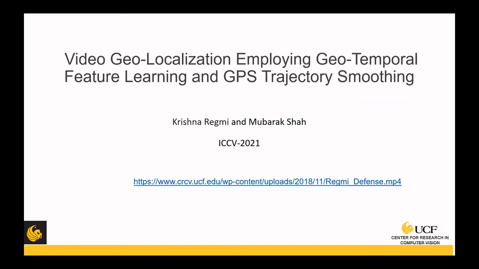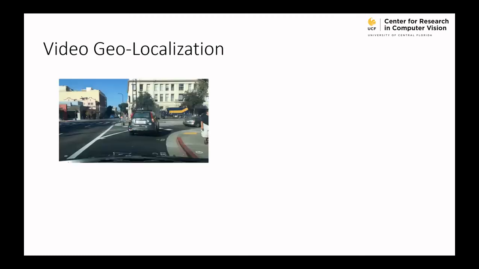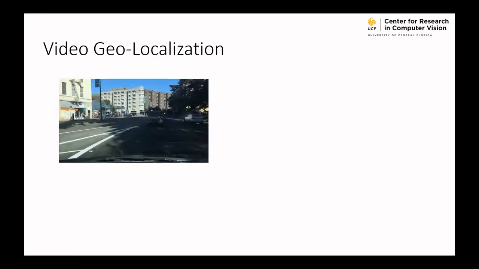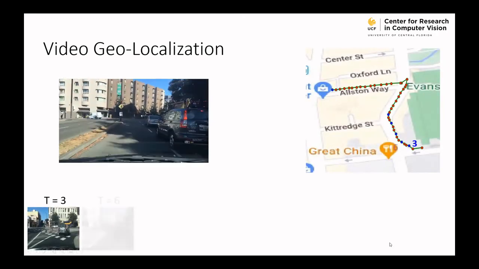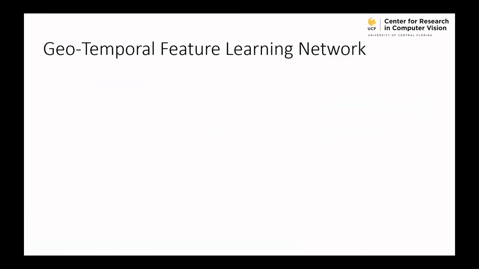Now, we had a paper last year in ICCV where we extended this to video. So the idea is that instead of an image, we are given a video clip, and we want to estimate the GPS location of each frame in the video, and then we want to smooth the estimated trajectory. So this is a video from the San Francisco area, I think. So this is a trajectory, and these are the different frames. And so we want to be able to do that.